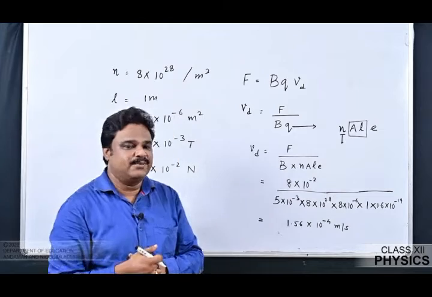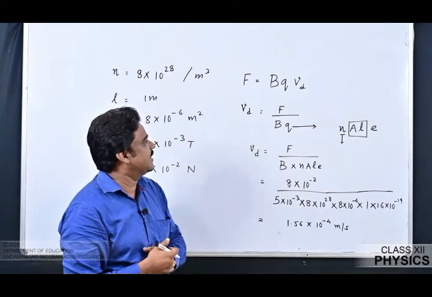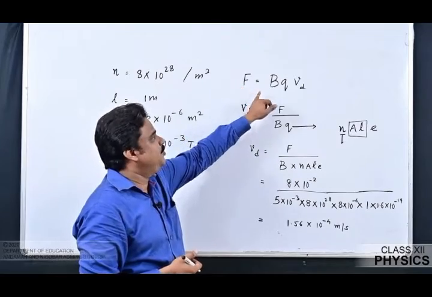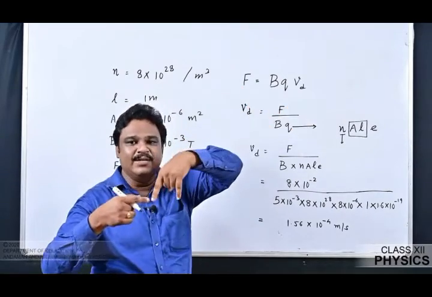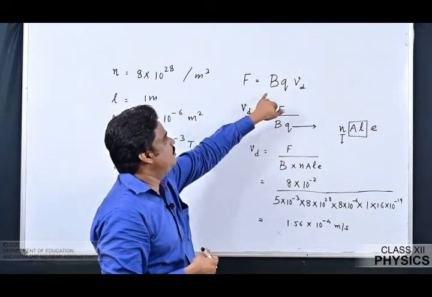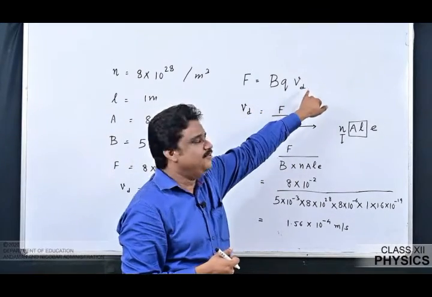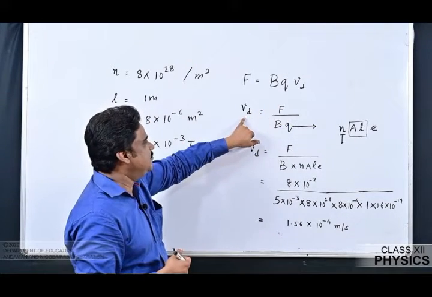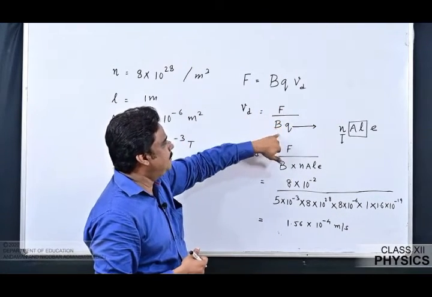So how do we start? What about the magnetic Lorentz force acting on the free electron? I can write F = BQV sin θ. Since they are perpendicular, sin 90 is 1. So directly, F = BQV. In place of V, I put VD, the drift velocity. I want a formula for VD, so VD = F/BQ.